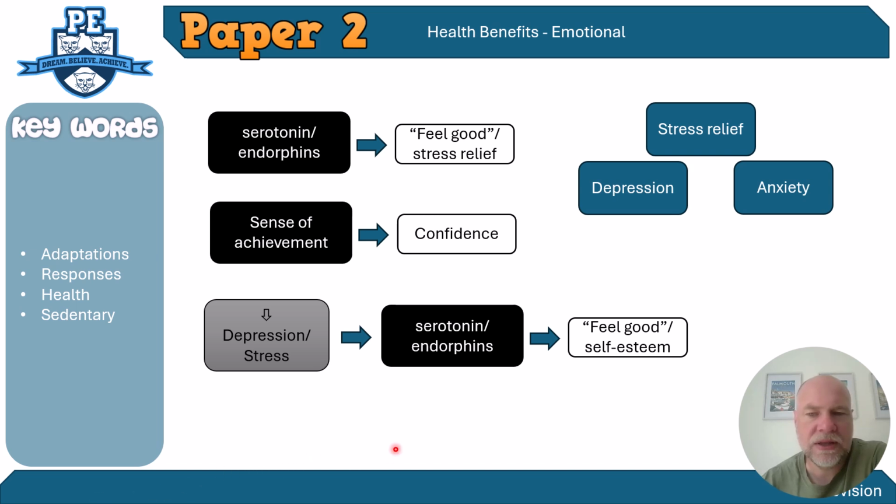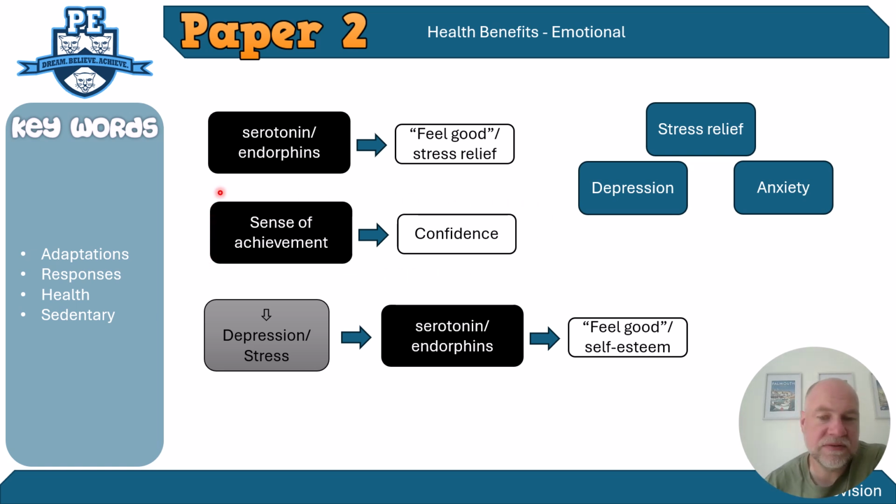So if we want to look at the emotional benefits of exercise to our health, we start off with simple things like our feel-good hormones. Serotonin will increase. Exercise releases endorphins, serotonin and dopamine, and what that does is it makes us feel good. It helps us reduce our levels of stress, and therefore we feel better about ourselves. So our emotional well-being is improved.